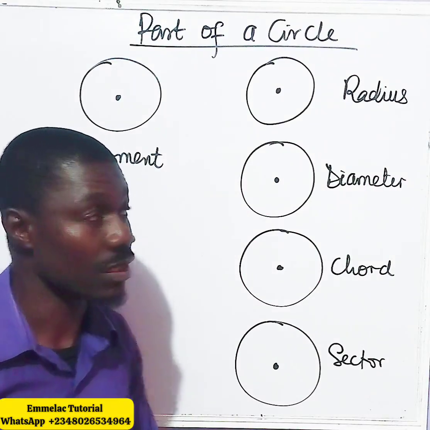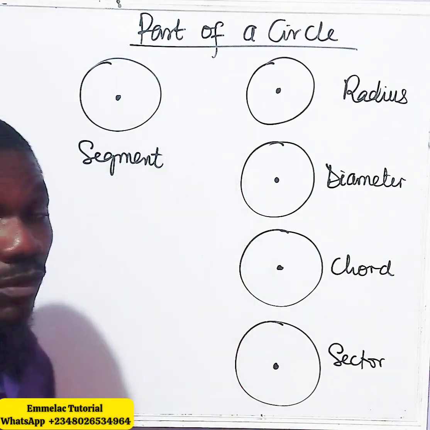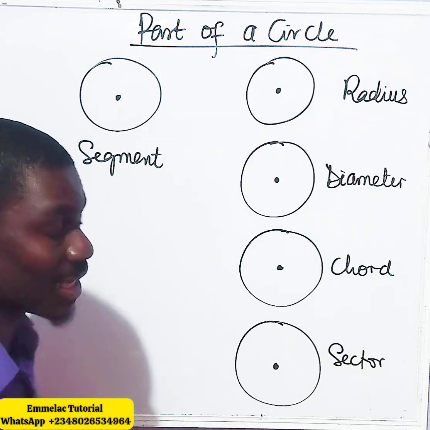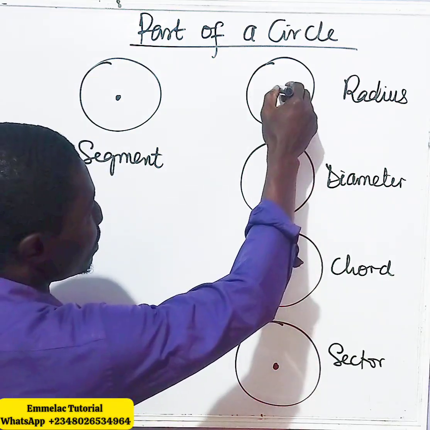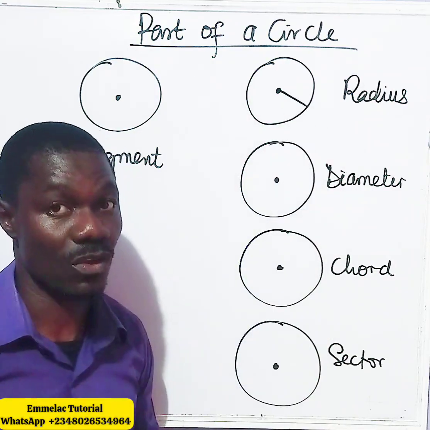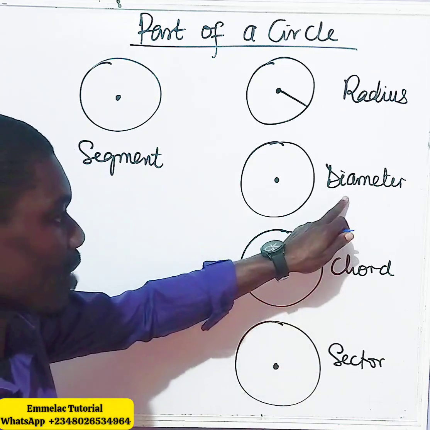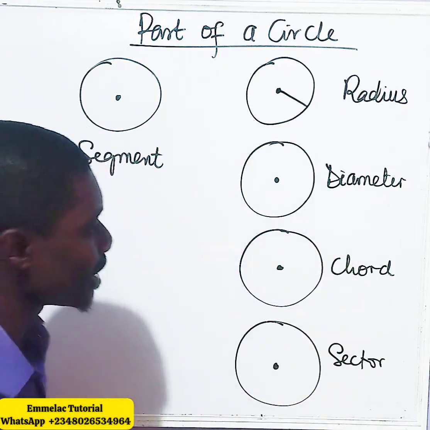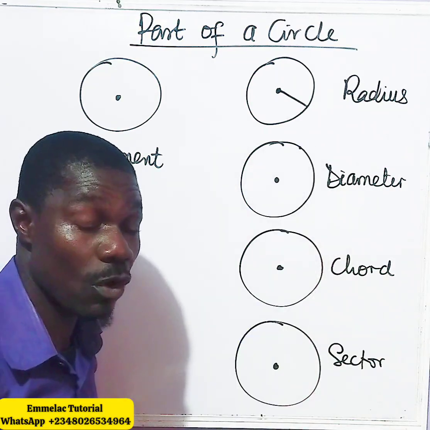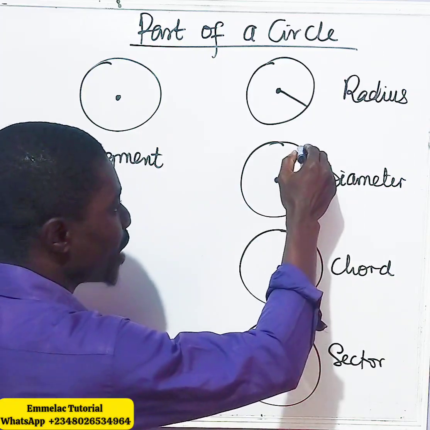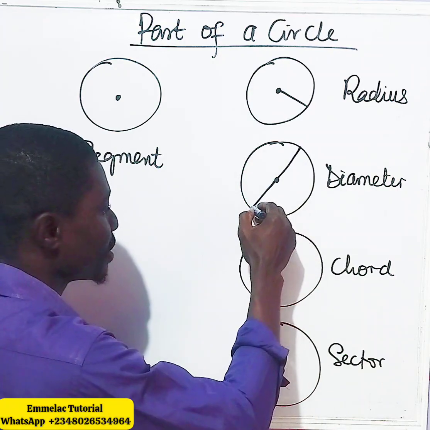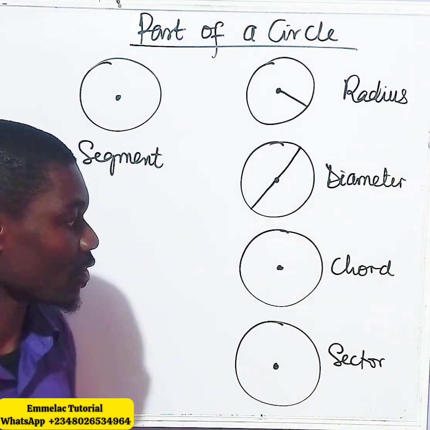In this tutorial today, we'll be identifying the parts of a circle. Now the first one, radius. This is a line that starts from the center of the circle and meets anywhere at the circumference of a circle. Now diameter is a line that starts from one part of the circumference and cuts across the center of the circle and meets another part of the circumference.